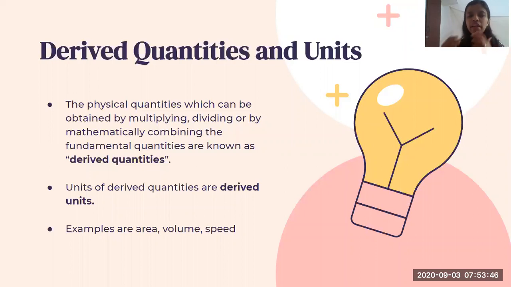So that is an example of a derived quantity and its unit. Some examples are area, volume, speed. You might have heard of speed. If we consider a vehicle or a person, everyone has traveled some distance in a particular time. So distance divided by time, that is the speed of a car or any vehicle.